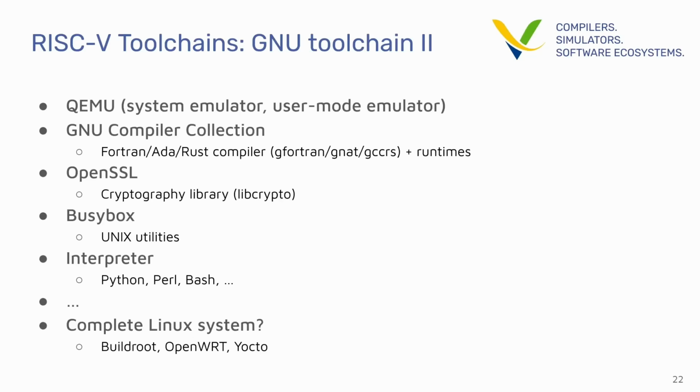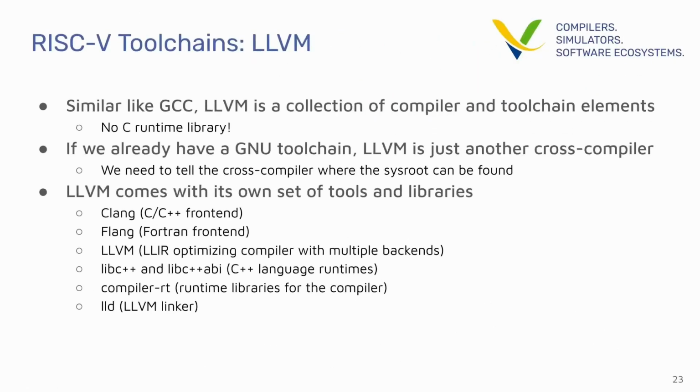A software project which we haven't mentioned so far is LLVM. Similar to GCC, LLVM is a collection of compilers and toolchain elements which doesn't contain a C runtime library. So if we already have a GNU toolchain, we can see LLVM as just another cross-compiler. All we need to do is to build it and tell it where the sysroot can be found. LLVM comes with its own set of tools and libraries. Famous ones are Clang, which is the C frontend, Flang, the Fortran frontend, and others.